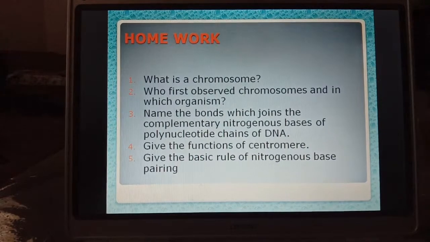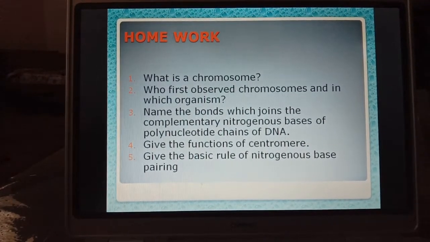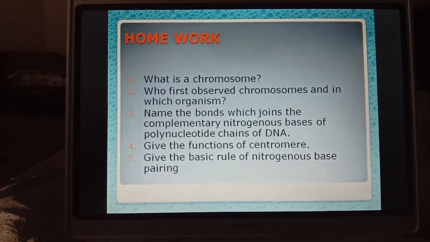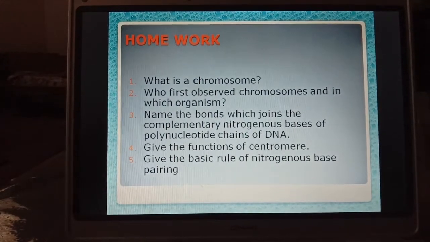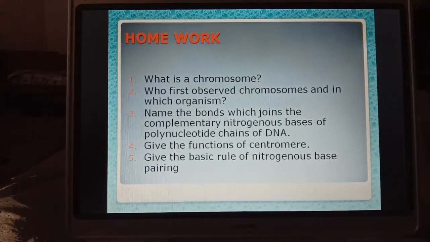The answers are very simple. They have been told to you during my explanation. So you have to write the answers of these questions.